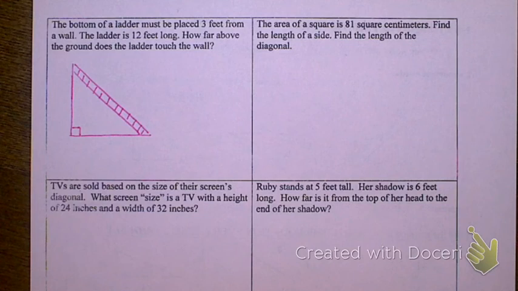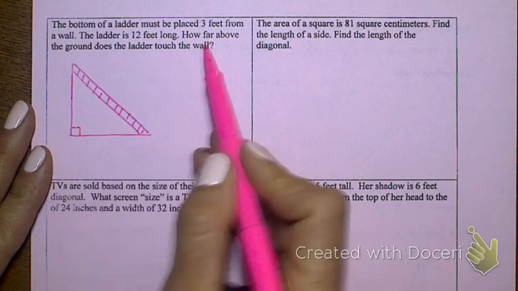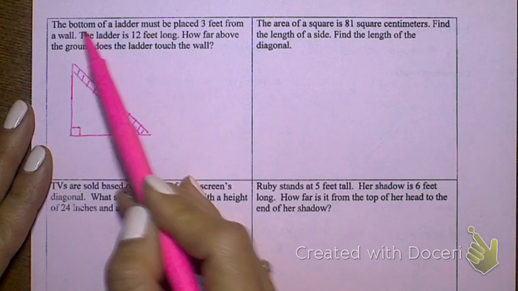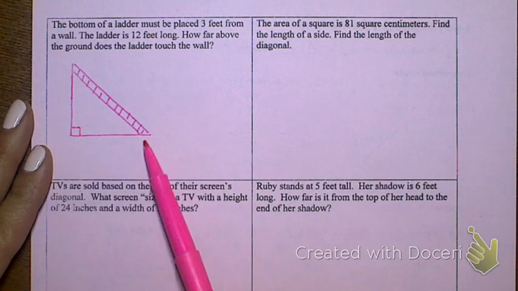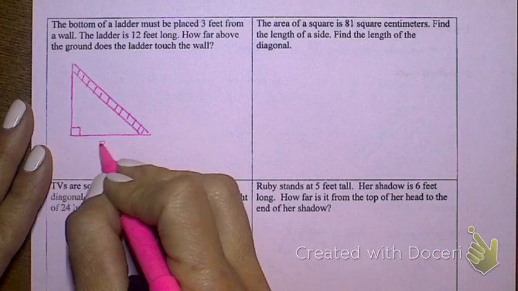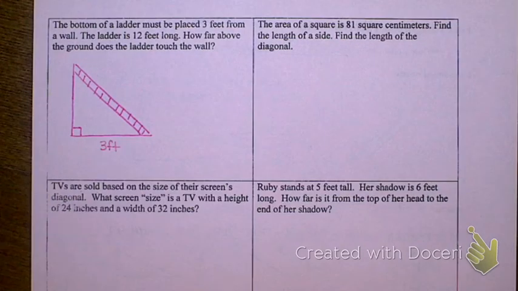Okay? All right. So now, let's go back and look at the information that they gave us. They told us the bottom of the ladder is placed 3 feet from the wall. Where is the bottom of the ladder? Here or here? Yeah, the bottom of the ladder is down here. So that's going to be 3 feet from the wall. So we're going to label this part 3 feet. Okay, now it says the ladder is 12 feet long. Okay, so which part am I going to label 12? The ladder itself, right? So that's over here. That's 12 feet.